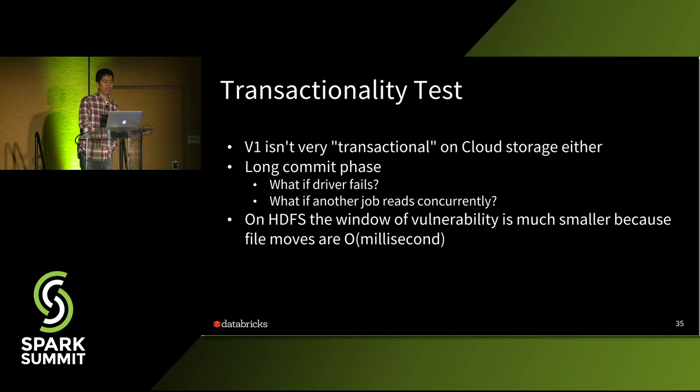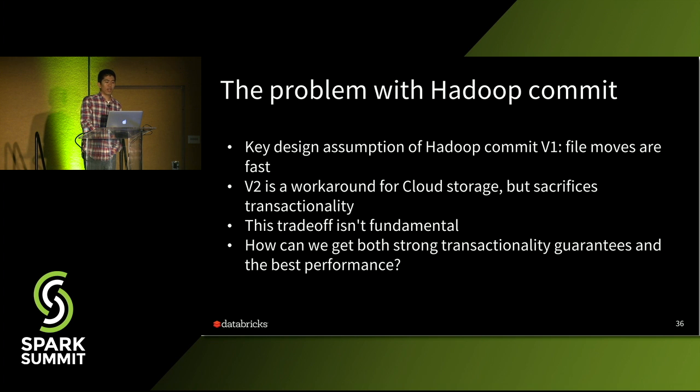There's this very long commit phase that is problematic. Like the driver could fail during that phase, or other users could come in during that time and read partial results. On HDFS, this was really not a huge problem because the window of vulnerability was so much smaller. So the overall problem with these Hadoop commit protocols, especially V1, is that they were designed with the assumption that file moves are fast. And V2 was really a workaround for cloud storage, but sacrifices transactionality when there are job failures. However, this trade-off is not fundamental. The question is, how can we get both strong transactionality guarantees and the best performance?